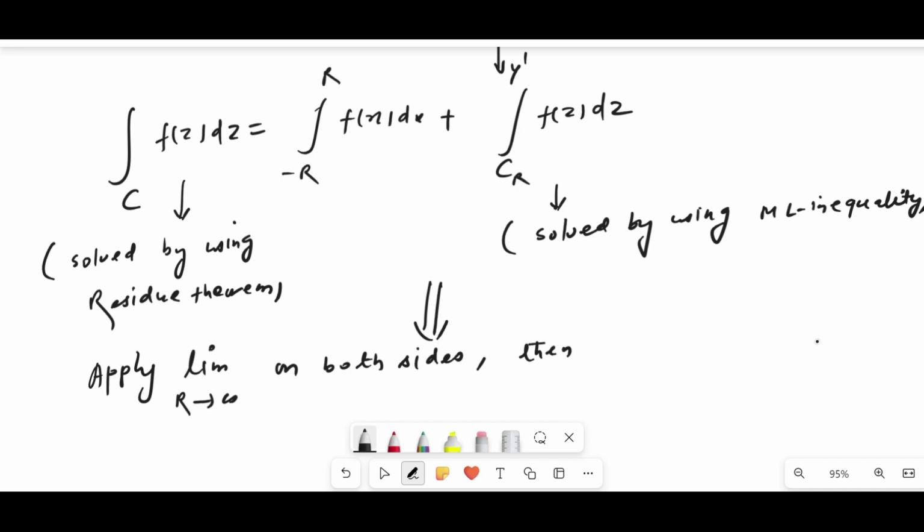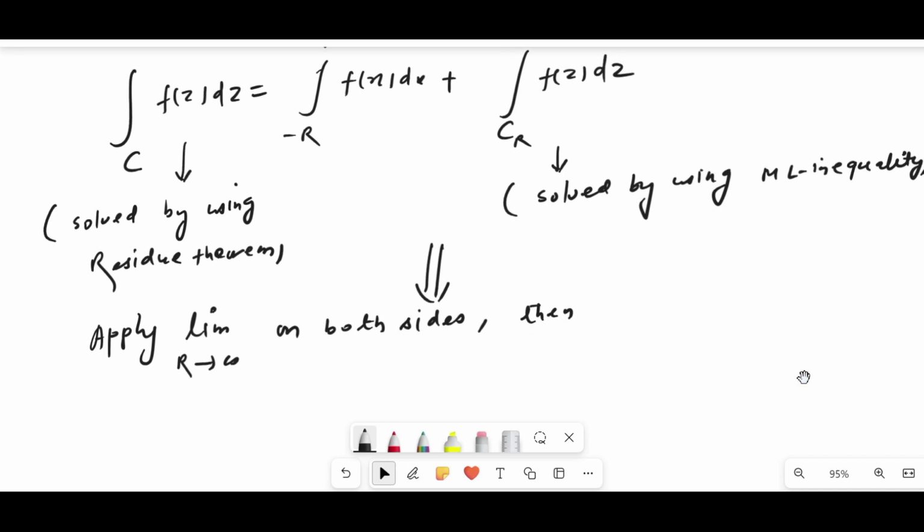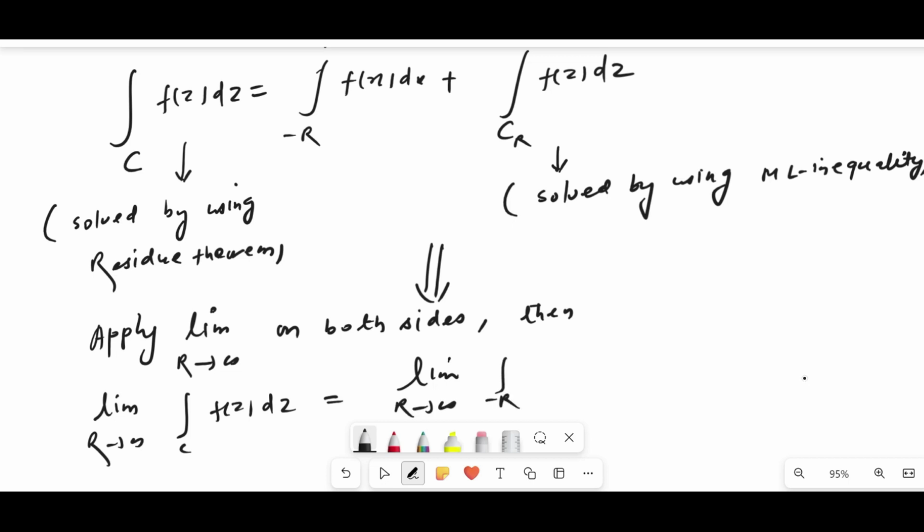Then we will get, after taking the infinity, the limit r tending to infinity of the integral over the curve C of f of z dz is equal to the limit r tending to infinity of the integral from negative r to r of f of x dx plus the limit r tending to infinity of the integral over the curve C having a radius r of f of z dz.